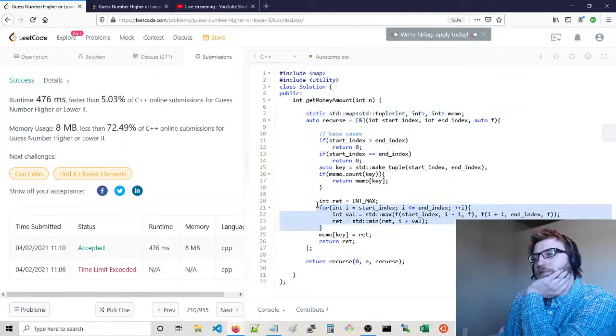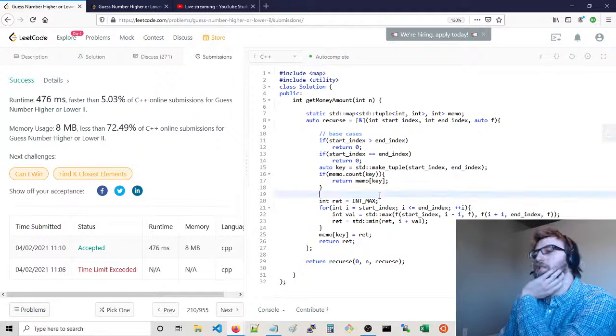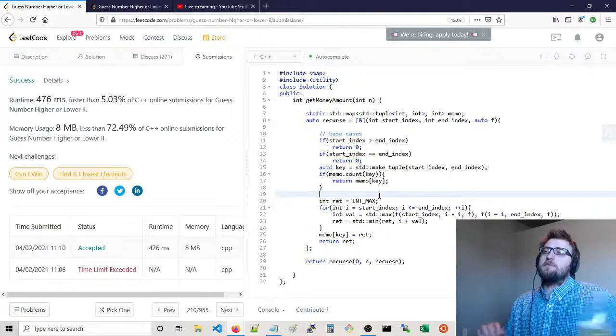But yeah, this extra loop makes it an extra linear term as well. So there are 2 linear terms here and a linear term there. So 3 linear terms, which gives you O of n cubed. I think that's the quick and dirty way to determine what the runtime would be for this.